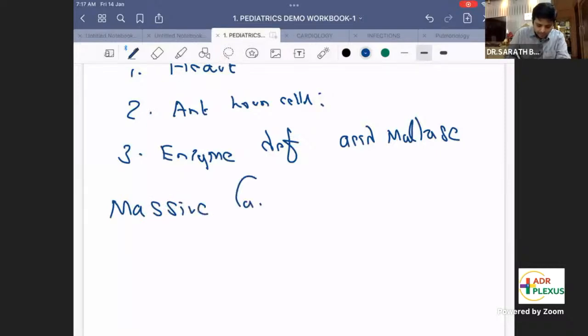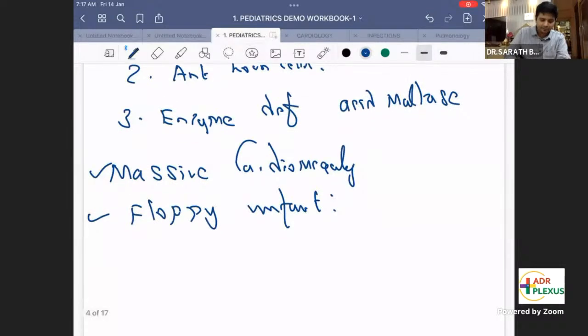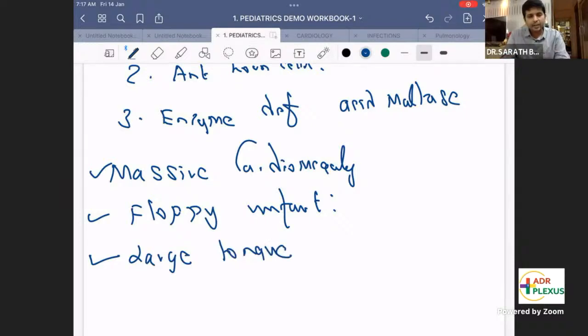cardiomegaly. And also, because of the increase in substrate in the anterior horn cells, they will be destroyed, leading to floppy infant. So massive cardiomegaly, floppy infant. Along with that, they have a large tongue. So whenever you see any case of floppy infant with large tongue and massive cardiomegaly, in ECG large QRS complex, you need to suspect Pompe's disease.